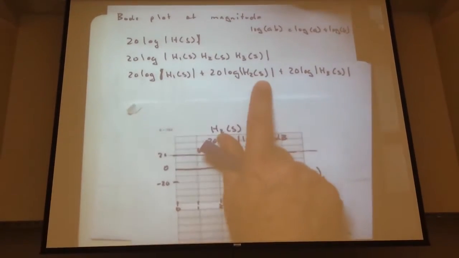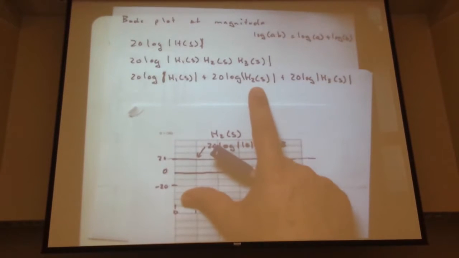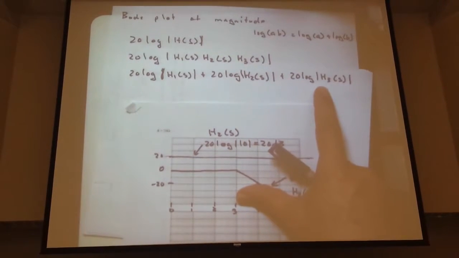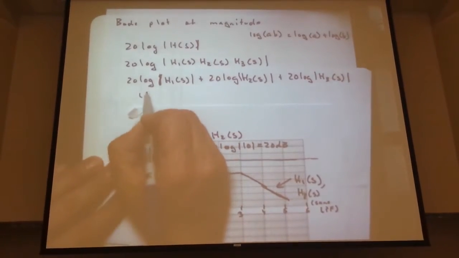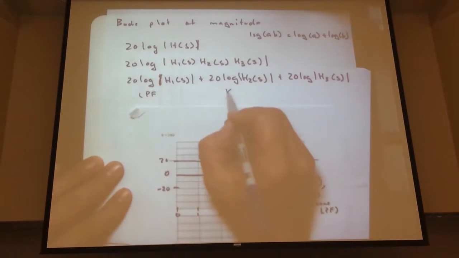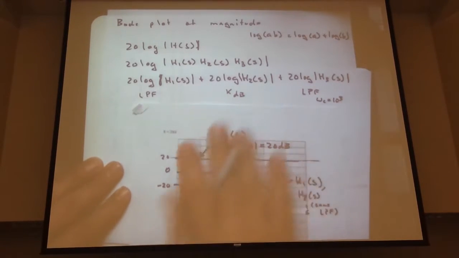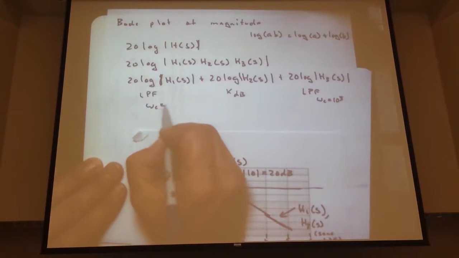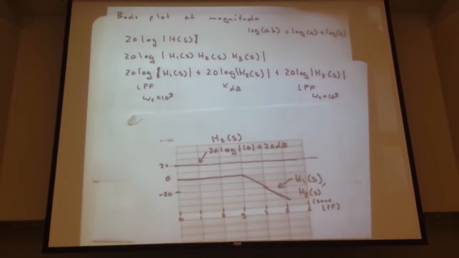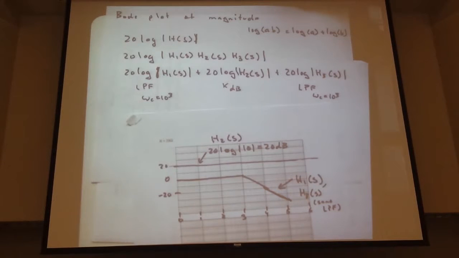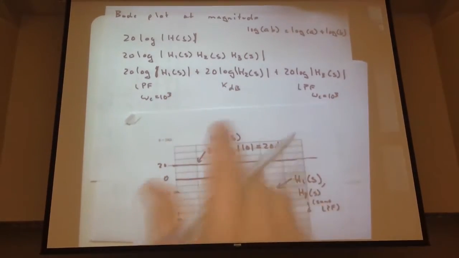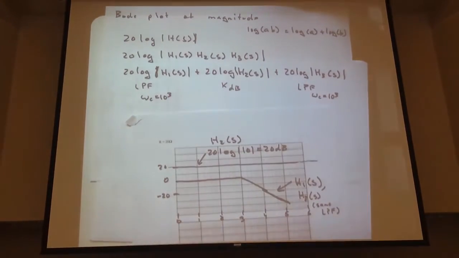Low pass filter plus 20 log K, or the gain term, plus low pass filter. So that's what we've written out here, the same thing. This is K in dB, and low pass filter, omega C equals 10 to the 3. Those are the three responses we've just drawn. What can we do now to get the total response? We can add them. In the dB scale now, these just add.